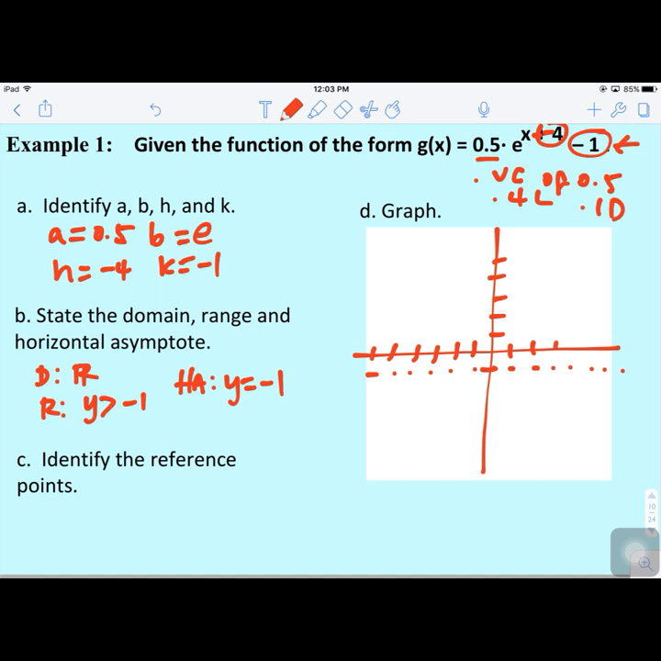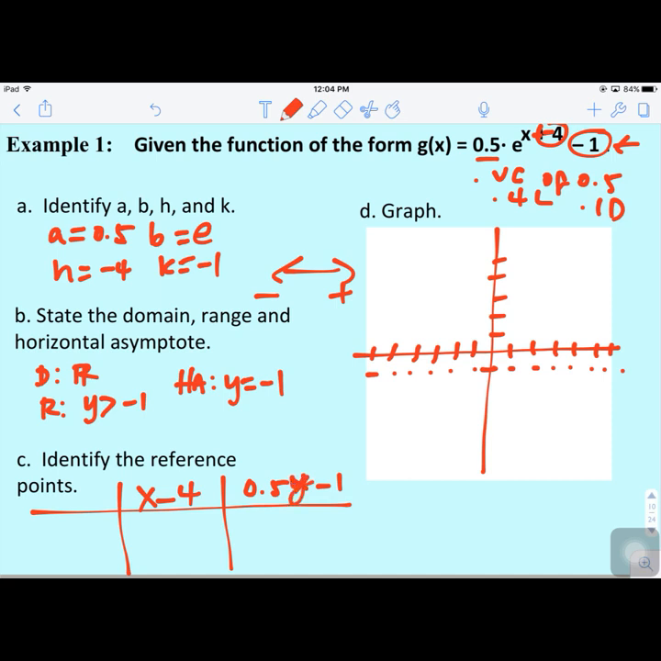Next, to finish the graph, we need to identify the reference points. So let's go ahead and draw our reference points. The only one that's going to affect the x is the horizontal shift of 4 units to the left. So to the left is x minus 4. So remember, moving to the left is minus, to the right is add. And the y value is going to be read as 0.5y minus 1.